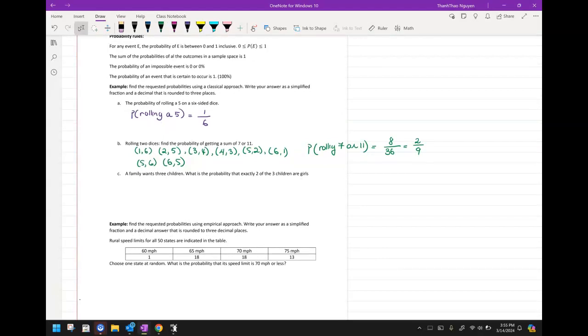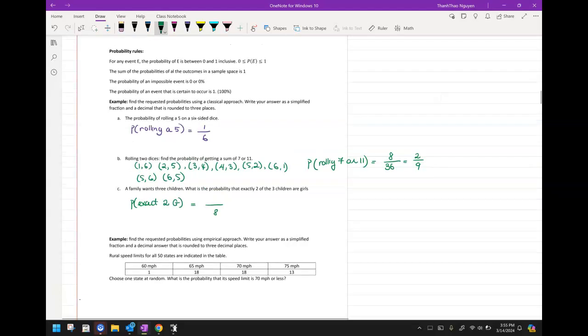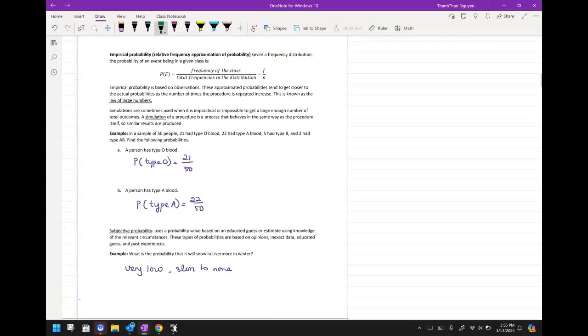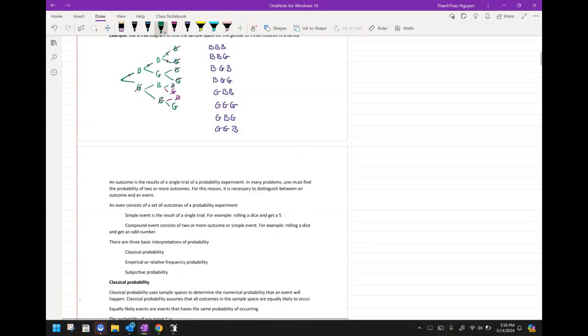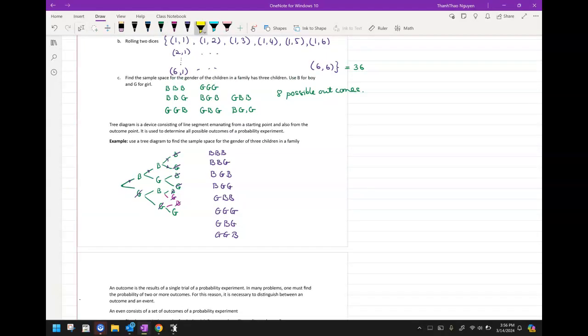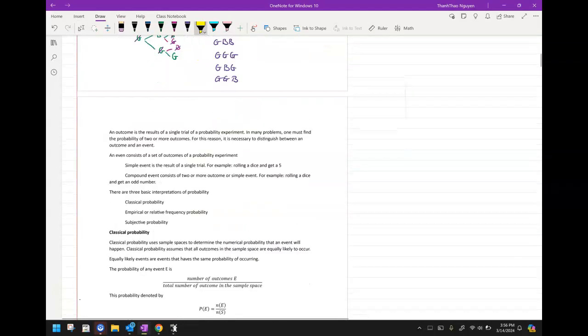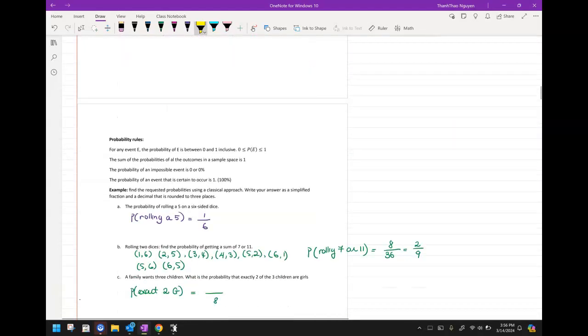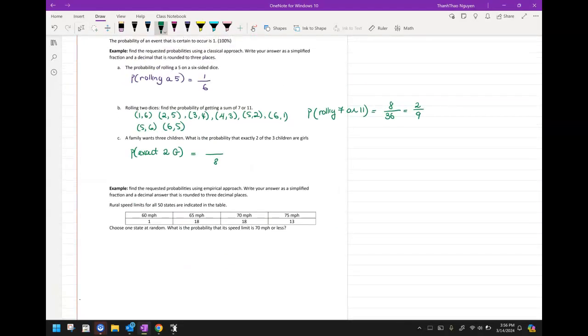A family wants to have 3 children. What is the probability that exactly 2 of the children are girls? We know that we have 8 possible outcomes that we did earlier. Let's go back to that tree or chart we did earlier. The probability of having 2 girls: we have 1, 2, 3, so there are 3 actual chances that it would have occurred. So that would be 3 out of 8.